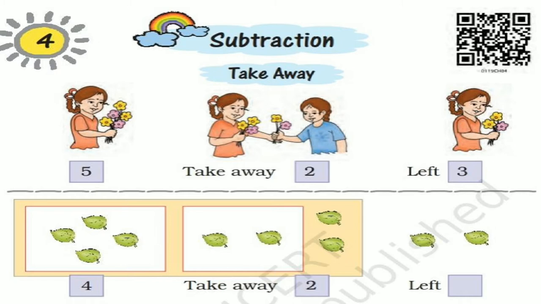In the first box you can see some leaves, right? How many leaves are there? Let us count. 1, 2, 3, 4. Yes, there are 4 leaves. If we take away 2 leaves, what will be the remaining? 4 minus 2, that is 2, isn't it? So if we take away 2 leaves from 4 leaves, how many leaves will be left? 2 leaves will be left.